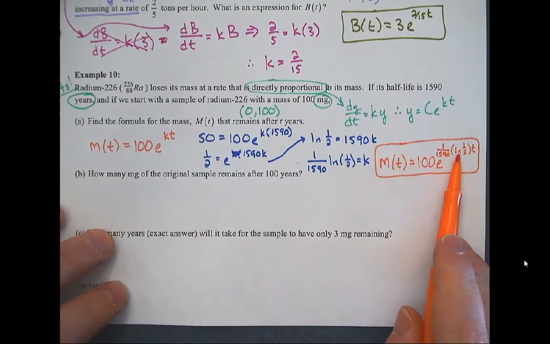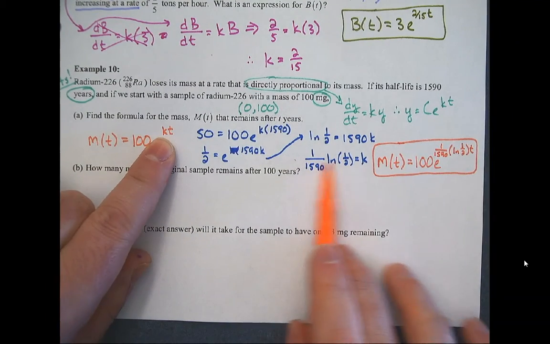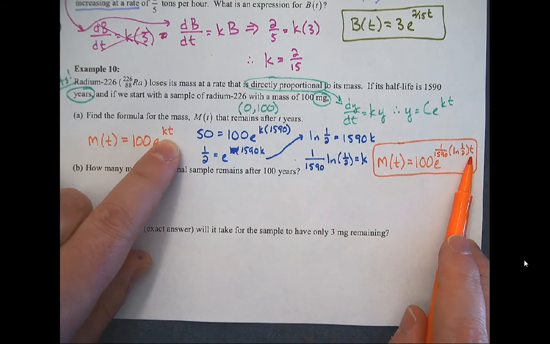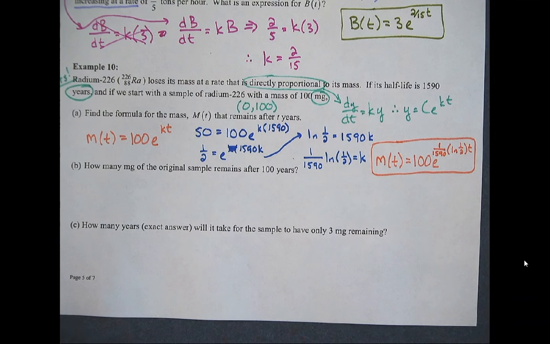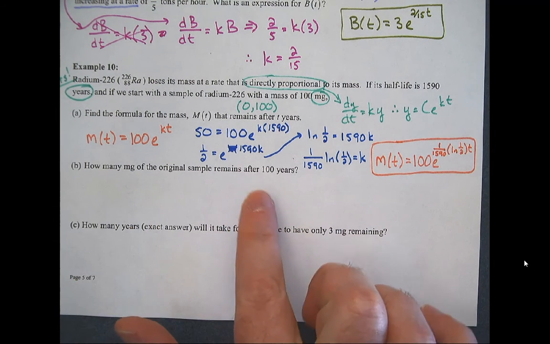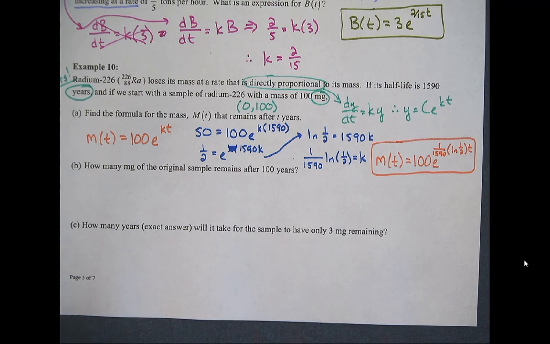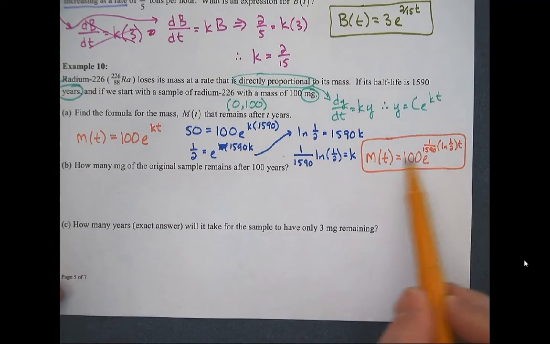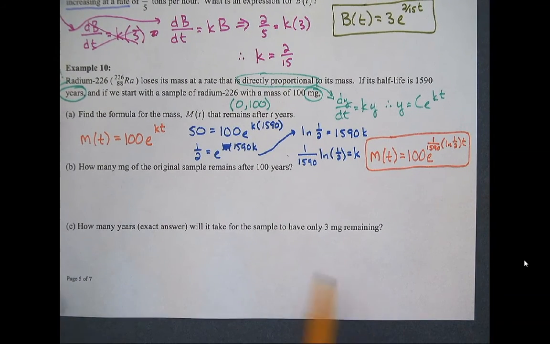Right? That's my k. So all that stuff that we found for k gets stuffed in there for k, and then you've got to have the t at the end. How many milligrams of the original sample remain after 100 years? And that's just some plugging and chugging. So if this is my function, I would start to calculate. So that would be m of how many years?